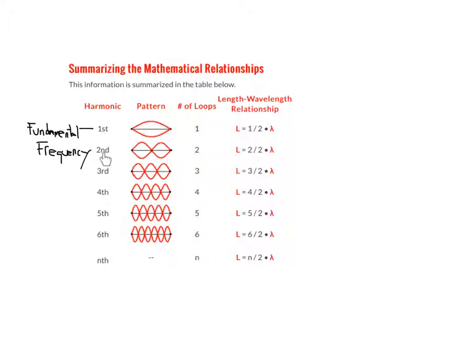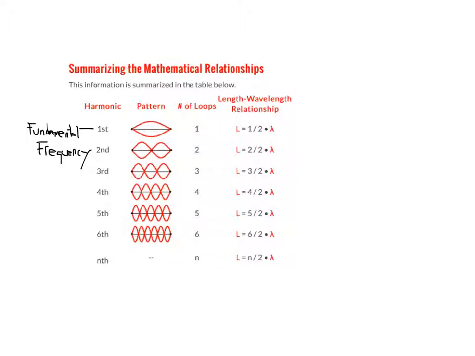The second harmonic has two loops, or two half waves. Third harmonic has three loops. The fourth harmonic has four loops, and so forth. But what's interesting here is as the harmonics go up, the wavelength, take a look at this. Here is a whole wave, and it's on the entire length of the string. Here is now that same whole wave, but it's sharing the string with this other half wave, so this wave must be shorter than this wave.